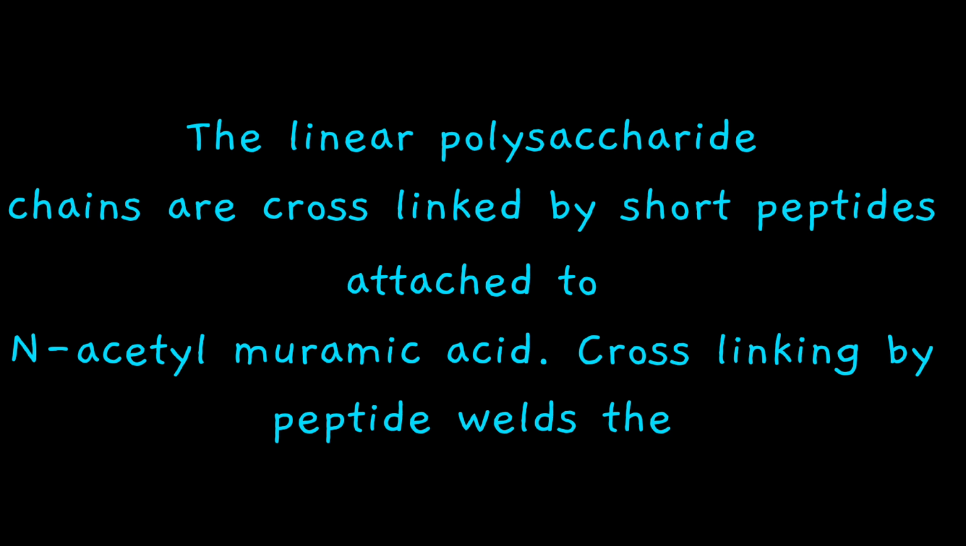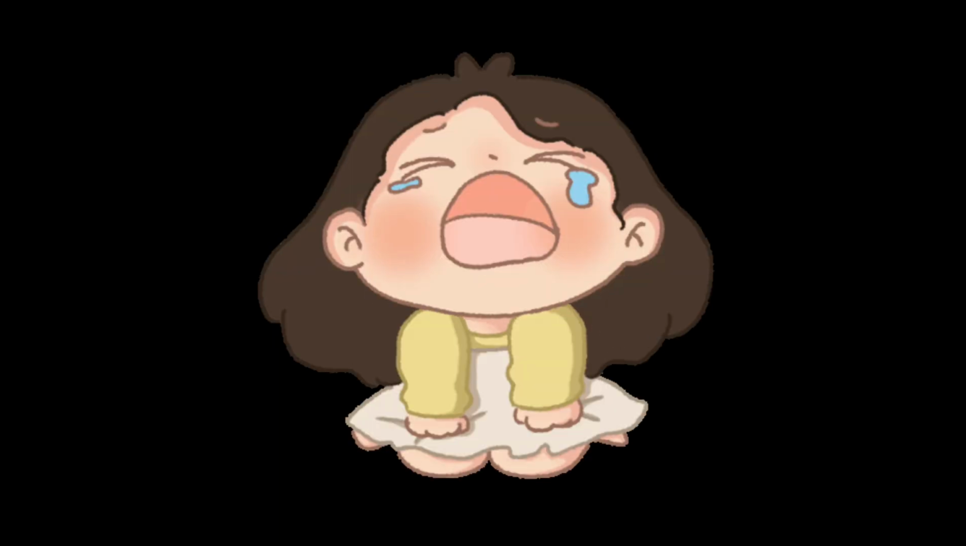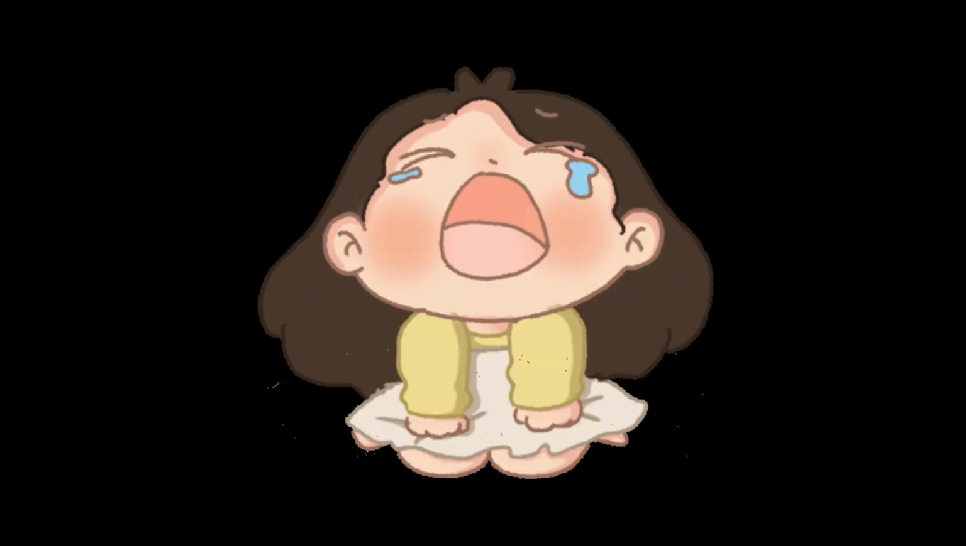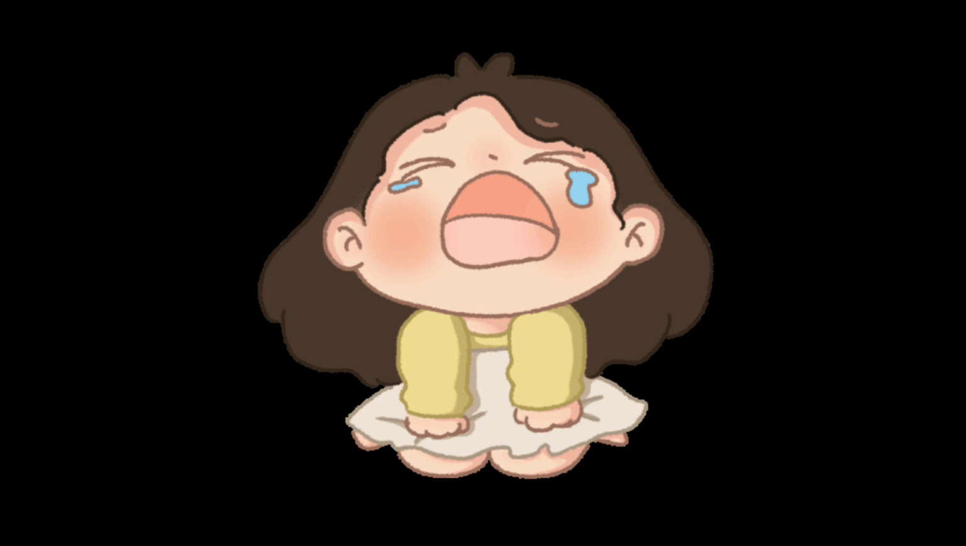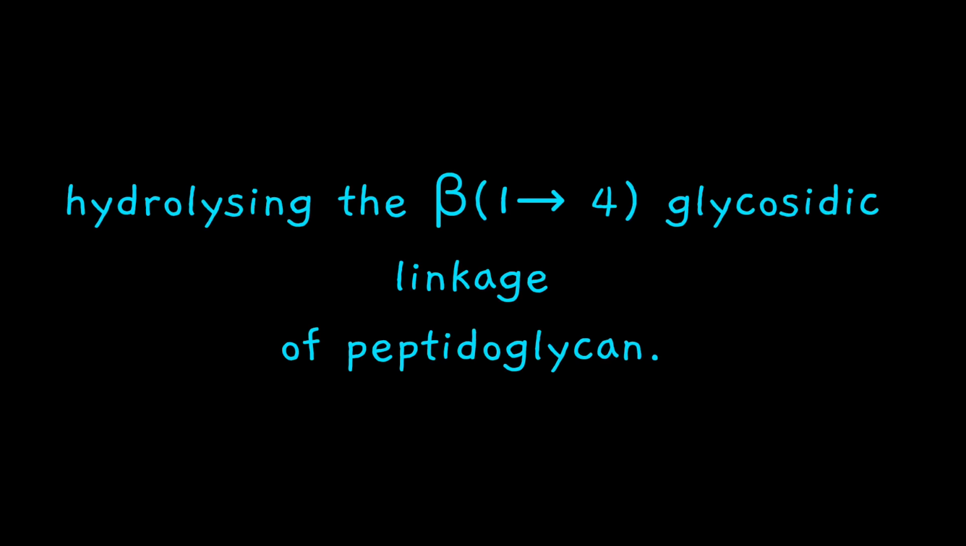The NAM and NAG residues, forming the linear polysaccharide chain, are cross-linked by a short peptide attached to the N-acetyl muramic acid, and the cross-linkage by the peptide welds the polysaccharide chains into a strong sheet that envelops the entire cell and prevents the osmotic rupture of the cell. Lysozyme, an enzyme present in human tears, kills bacteria by hydrolysis of the beta 1,4 glycosidic linkages.